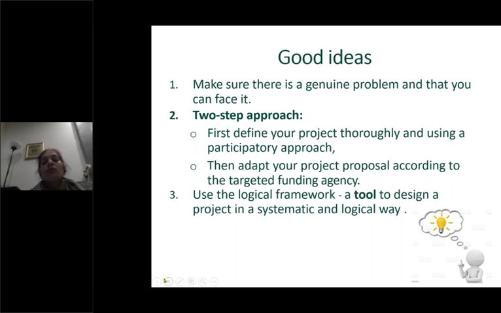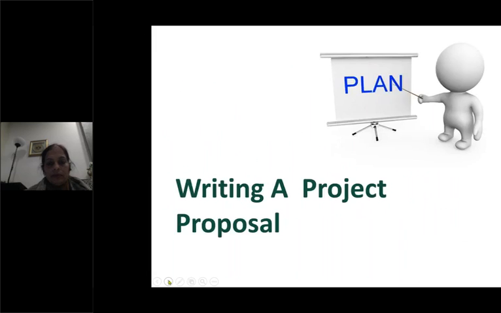And then use a logical framework, which is a tool to design a project in a systematic and logical way, that we will study further as we go down in the presentation. Next, please.